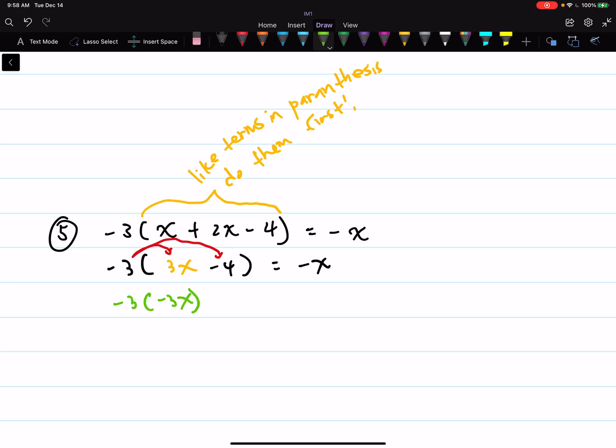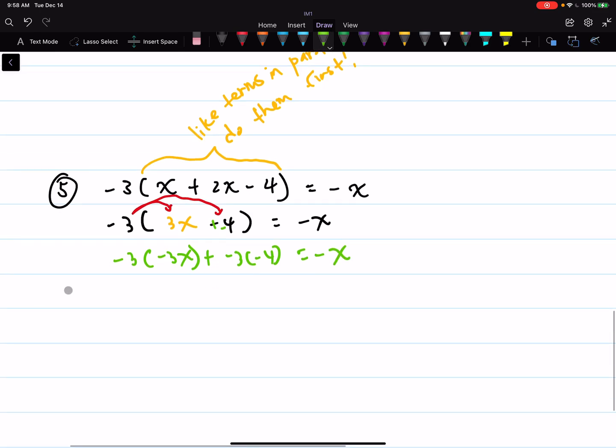Once again, I'm going to change this subtraction sign into adding a negative, just to show you guys another example of it. Adding a negative, right? Bring the plus sign down. Negative 3 times negative 4. Negative 3 times negative 3x is 9x. Why? Negative 3 times negative 3 is positive 9. And negative 3 times negative 4 is positive 12 because negative times a negative is positive, equal to negative x.